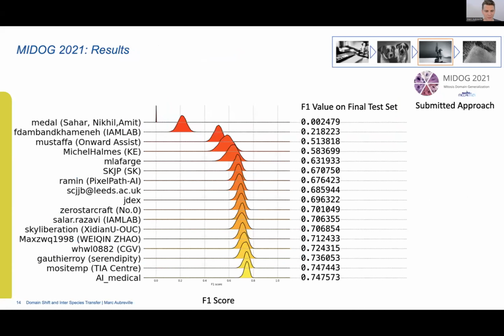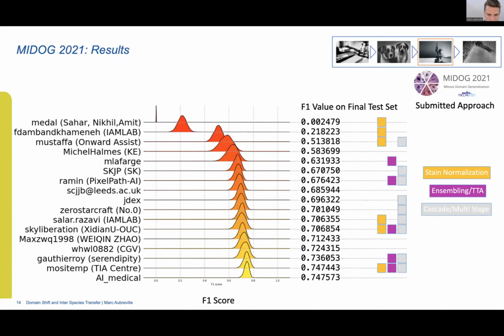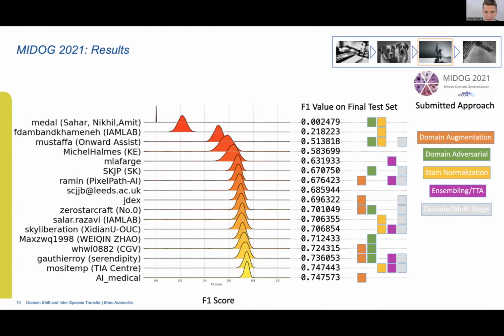Now, let me just briefly come to the results. I think this is not really so important, but of course, it was interesting to see which kinds of approaches were used. So we found that some of the participants used a cascading approach, a multi-stage approach. Some used ensembling, test time augmentation. We were actually surprised how few of them used that, because it's a very common technique for challenges to do ensembling of models. Then we had a lot of people using stain normalization. We had other people doing domain adversarial training in various forms using generative adversarial networks and so on. And then we also had domain augmentation as a different technique.